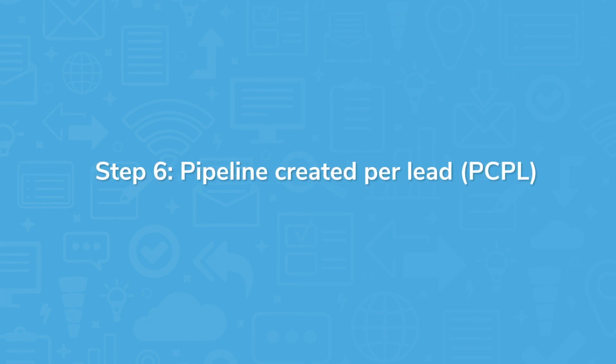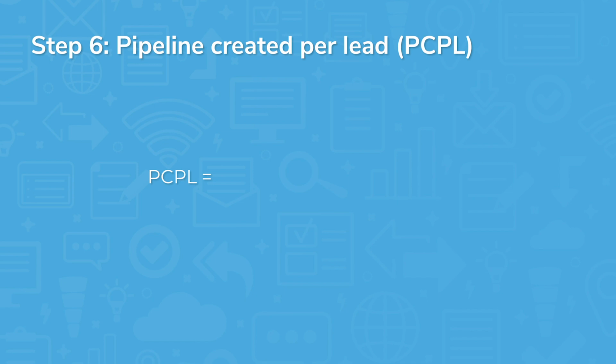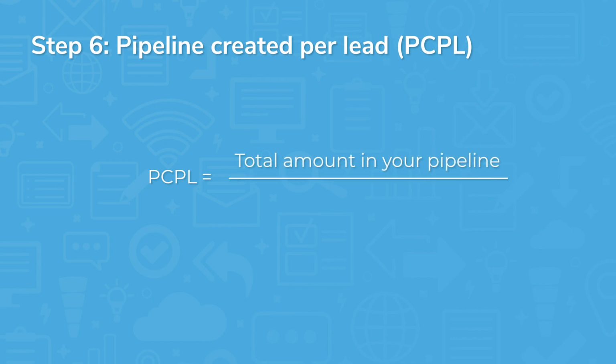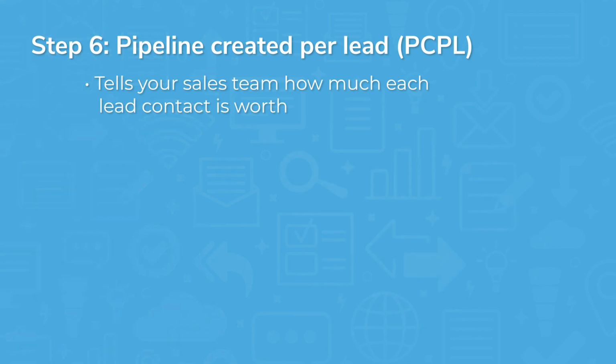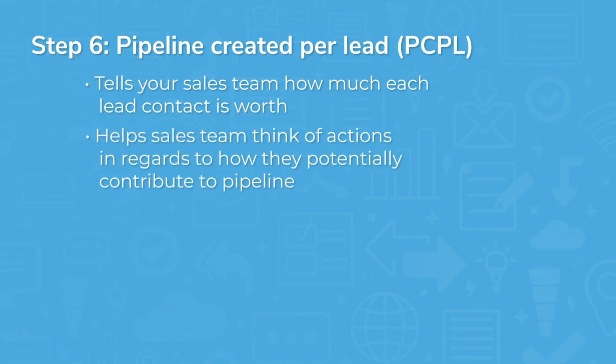Step 6. Calculate pipeline created per lead, or PCPL. Pipeline created per lead is the total amount in your pipeline divided by the total volume of all leads. This metric tells your sales team how much each lead contact is worth. When you know this metric, you can remind the sales team that every phone call, email, and client touch potentially contributes that much to the pipeline.